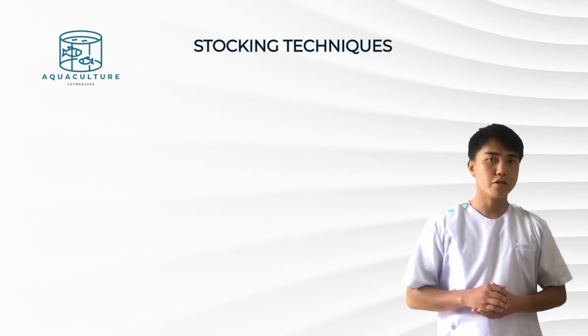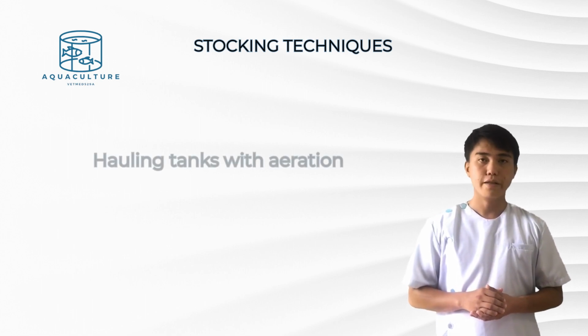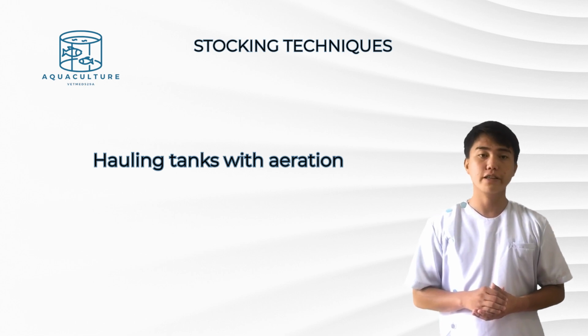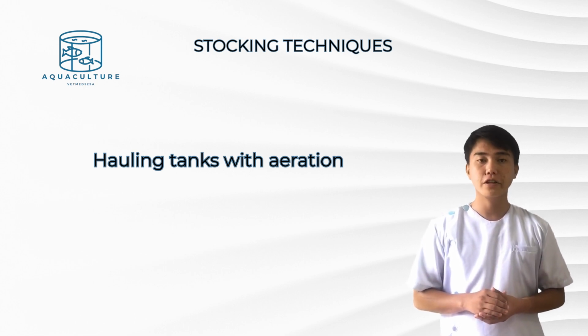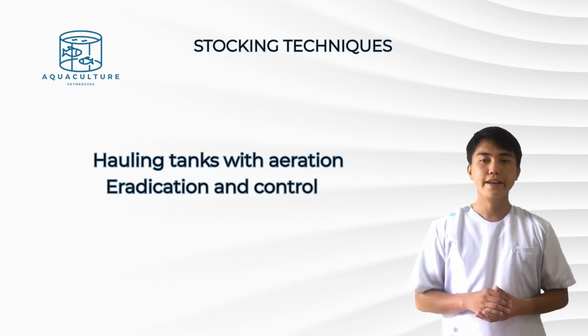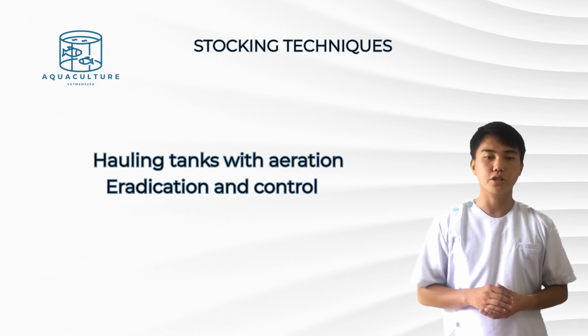There are 5 examples for acclimatization. First, fingerlings for stocking are generally transported in hauling tanks with aeration or sealed bags with oxygen. Second is the eradication and control of aquatic weeds and algae because they remove a large quantity of nutrients from the water. The fishes are subjected to stress due to the dissolved oxygen depletion.